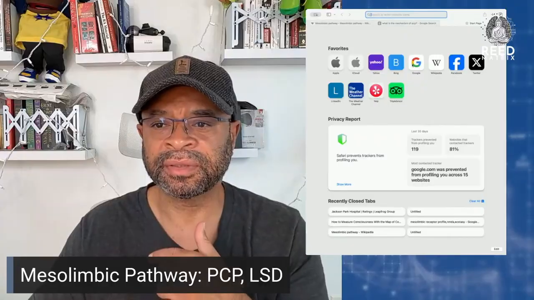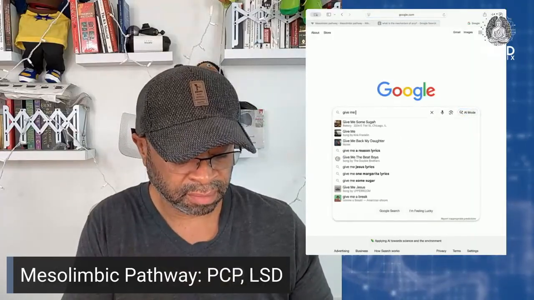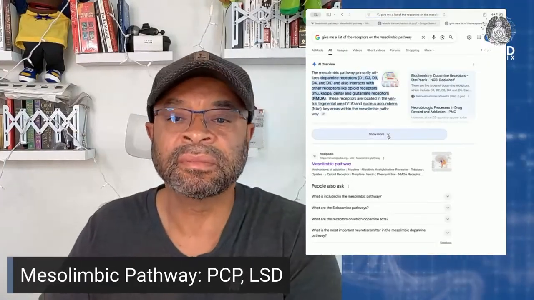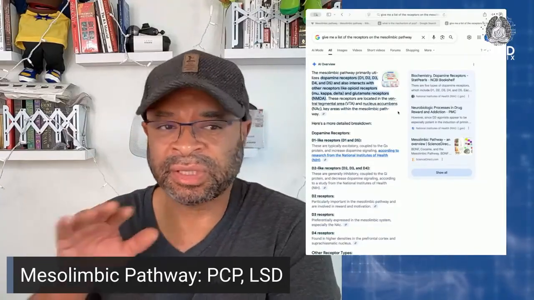Let me go back to the mesolimbic pathway to look at the receptors. Patients who are using PCP, it exerts its effect primarily by targeting the mesolimbic pathway. It's important to know the receptors on the mesolimbic pathway so we can understand what medications or tools we need to stabilize this pathway.